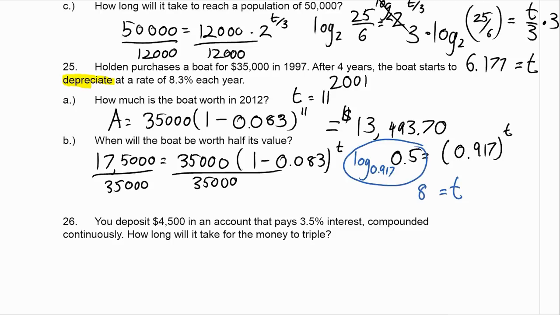Now, it says, when will the boat be worth half its value? So we know that it's 8 years later, so that could be an acceptable answer. Or you have to make sure that it's 8 years from either 1997 or 2001. And since it started depreciating at 2001, it's 8 years after that. So 2009 is going to be your answer.